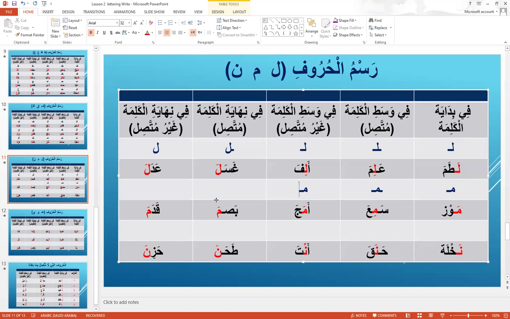Mim fi nihayatil kalma muttasil, it's going to be written like this. Mim at the end of the word not connected is going to be written like that.